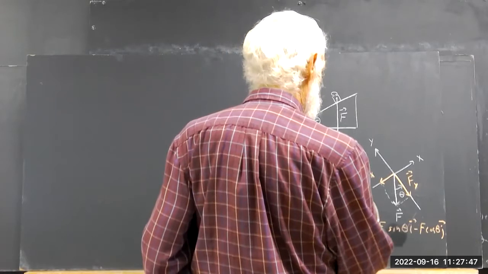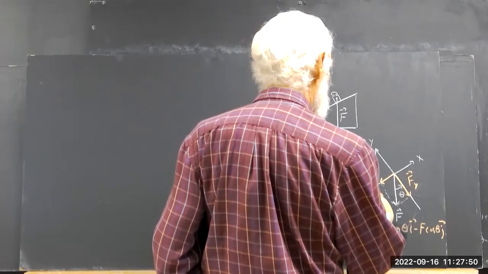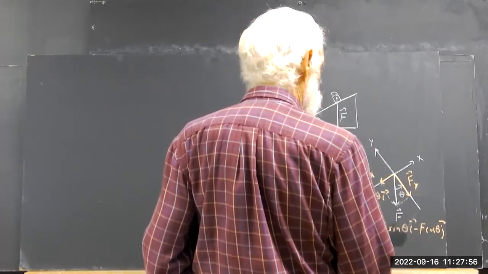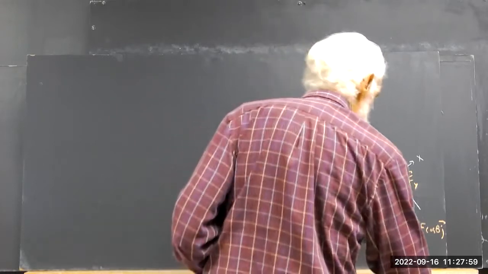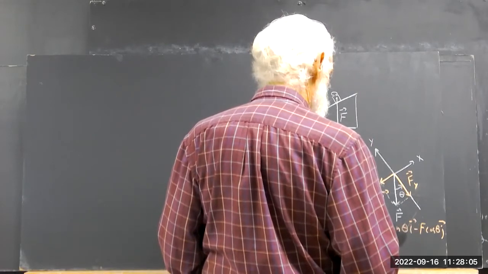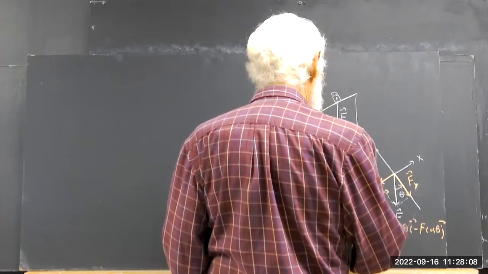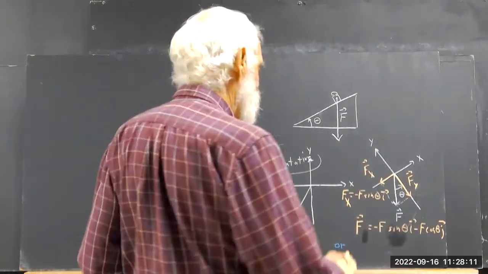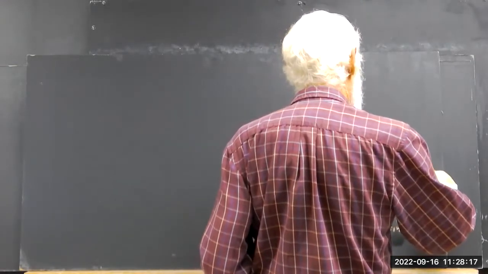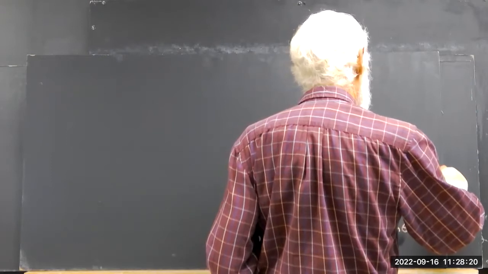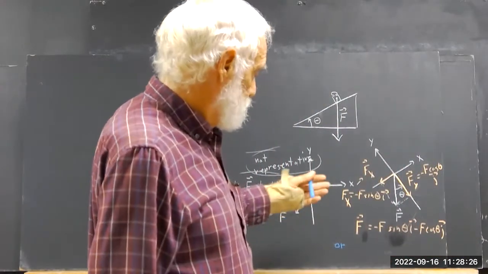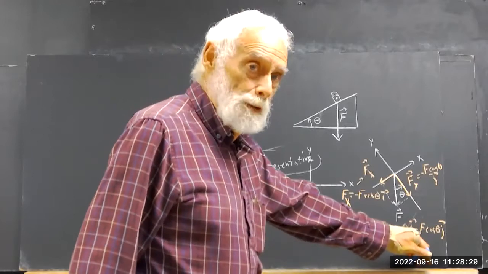Fx is negative F sine theta I. I write these things out of habit. Well, this is Fx. Okay. Here's your Fx. Your Fy is negative F cosine theta J. So that F is Fx plus Fy.